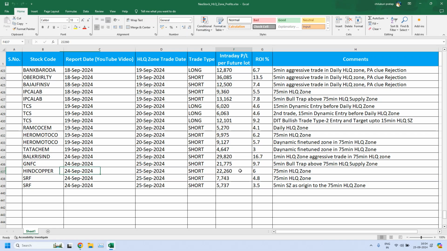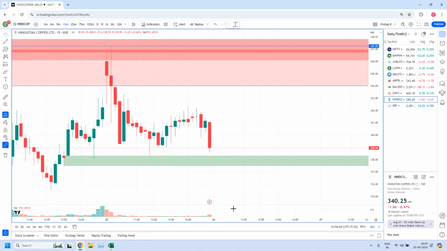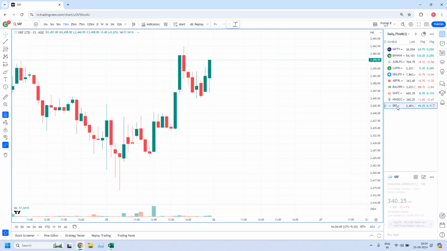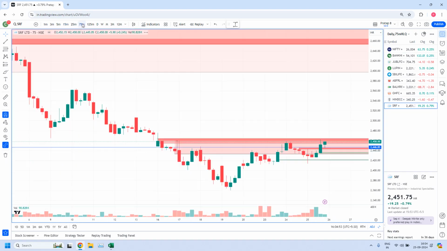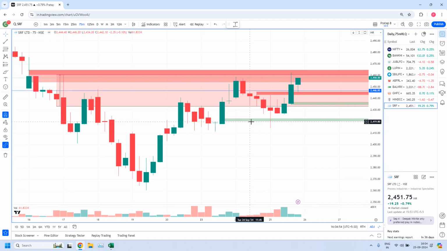Hindustan Copper, you would have got a profit of 22,260 rupees, which is 6% ROA. And the next one is SRF. SRF is also a 75 minute high liquidity supply zone.